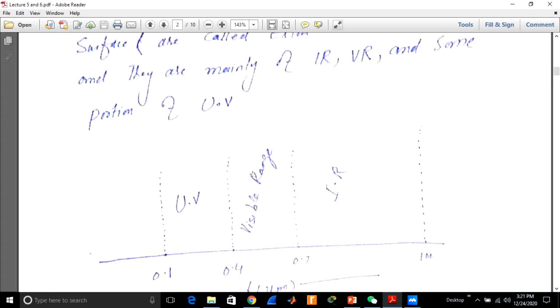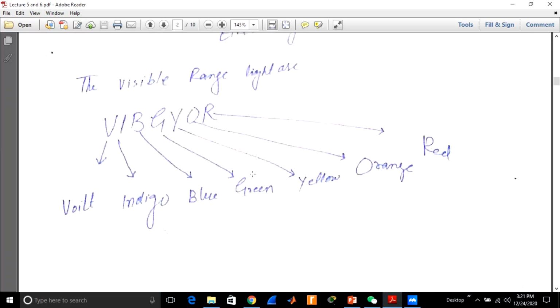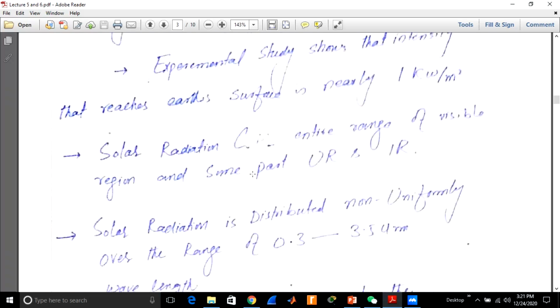graphs. One graph will contain all types of the range. This is the band showing from which wavelength to which wavelength is visible, which is the ultraviolet, and from where the infrared rays start. And then we will discuss the second graph.